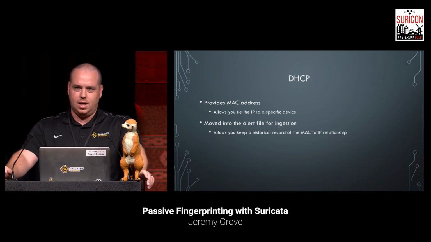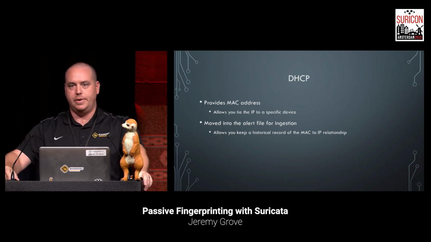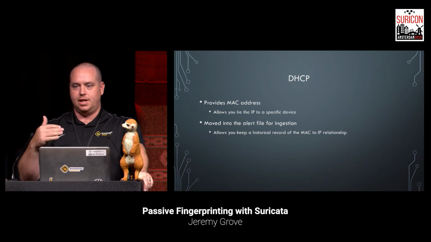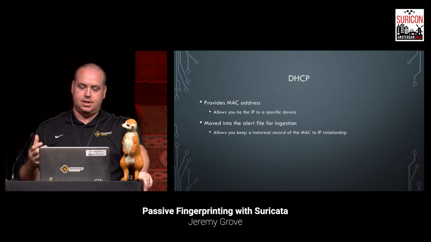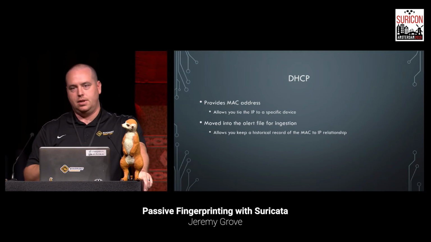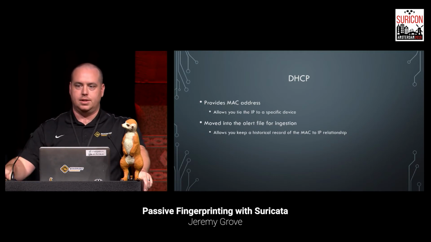So the DHCP is moved into the same file. Instead of logging it into a separate JSON file like I normally would have, we've now moved it into the alert file that Meer will be reading. So it's in the same place that it reads any alerts that are created by the fingerprint signatures or the other alerts. It gets ingested at the same time. Meer is able to recognize the DHCP log versus an alert log, and it organizes it in the correct way.